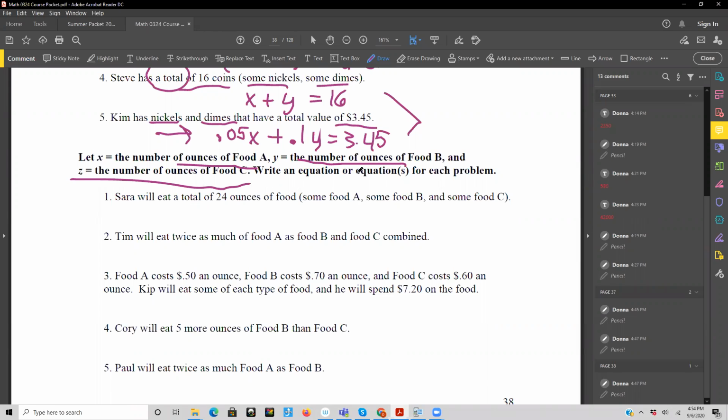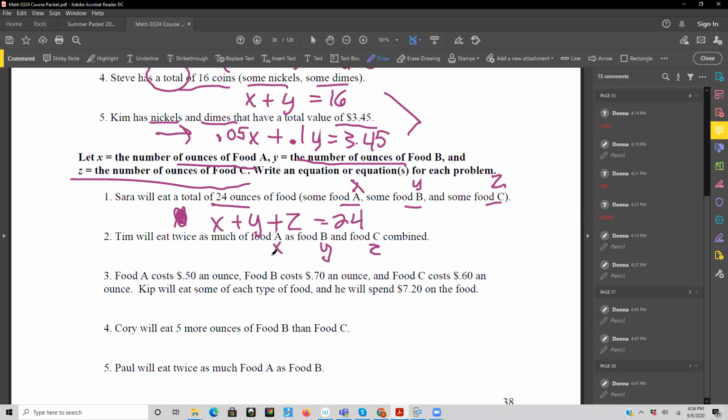All right. Sarah will eat a total of 24 ounces of food, some A, some B, and some C. Well, the total is the sum, so I know that means I have to add them together. Oh, it's not A, it's X plus Y plus Z, right? Sometimes if they do this, I'll usually put the X, the Y, and the Z up above it so I remember what's what. All right, Sam will eat twice as much of food A, which is X, as food B, which is Y, and food C combined.